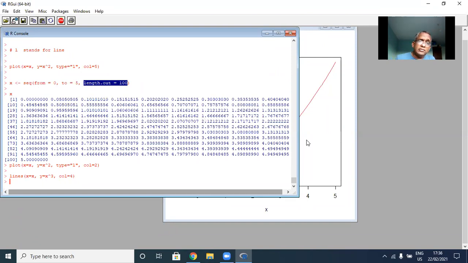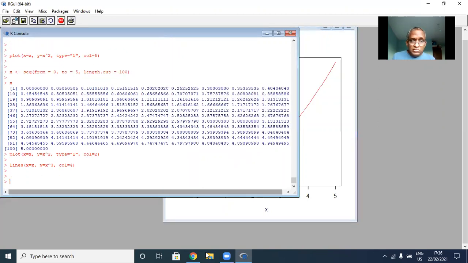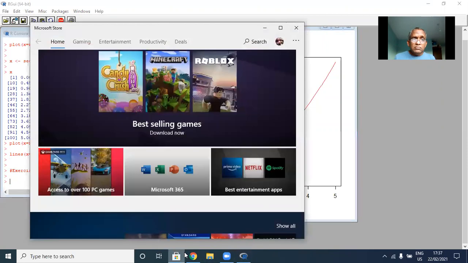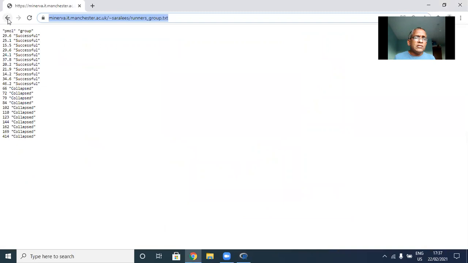Okay, right. Now there are 3 exercises at the very end of the tutorial sheet. I'm going to do the first exercise, which is about the simulated data. So let's go to the course website.